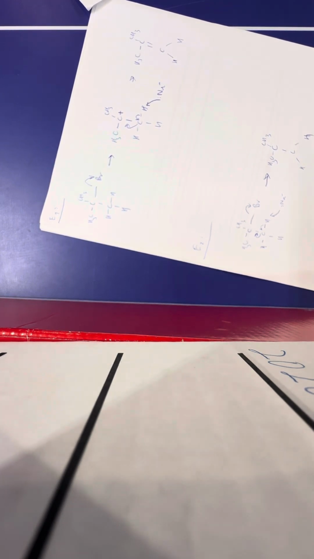Right. Now for elimination, however, as I told you, substitution 1 is better for larger molecules than substitution 2. It's better for smaller molecules, however. In E1 and E2, E2, they don't care if your molecule is large or not, as long as your hydrogens are easily accessible for your nucleophile to attack.